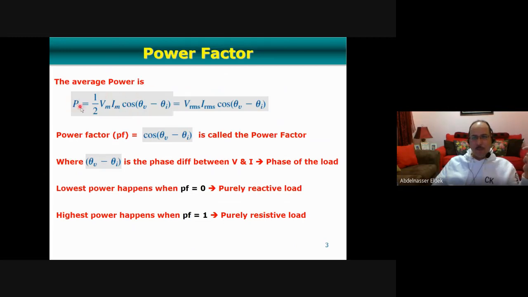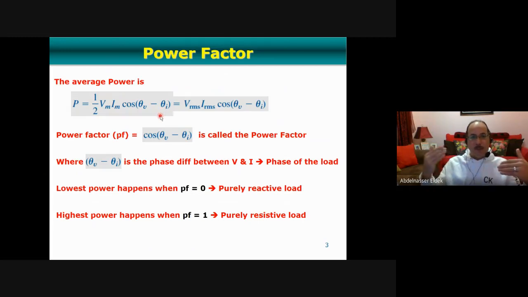The average power is 1/2 Vm Im cosine(theta V minus theta I). It is the same as this one here. You can also represent it in root mean square values. They are basically the same. But this part, the cosine of the difference between the phases theta V and theta I, is what we call the power factor.